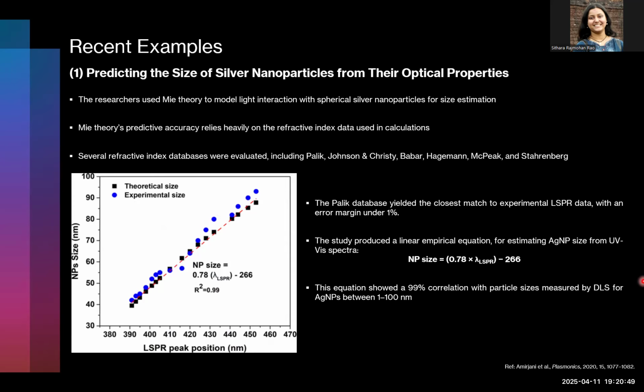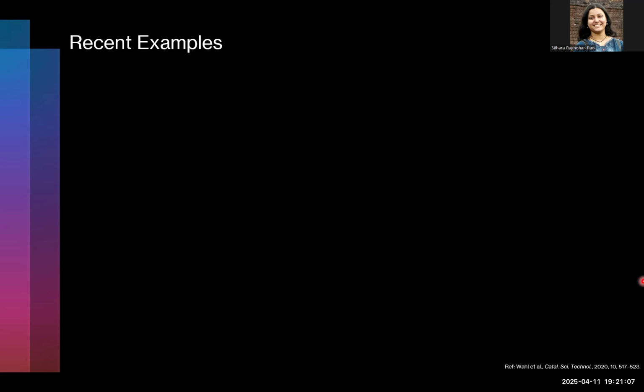So this showed a 99% correlation with the particle sizes measured by DLS for silver nanoparticles between the sizes of 1 to 100 nanometers. In conclusion, the strong LSPR size correlation does show that UV-Vis can be used as an efficient alternative to more complex characterization techniques.